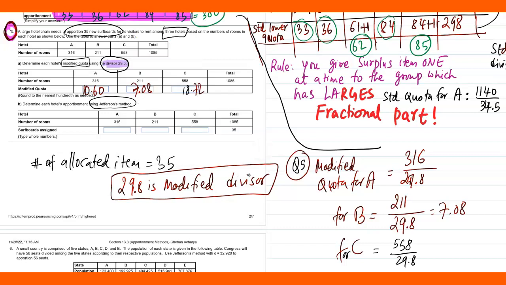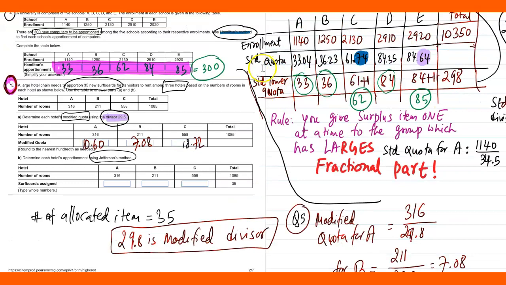Okay, now listen. That's the modified coda. Remember that, like standard coda, modified coda is also a decimal. You see modified coda as a decimal. And the question is, determine the hotel apportionment using Jefferson method.